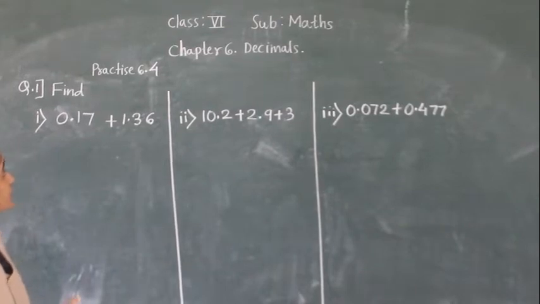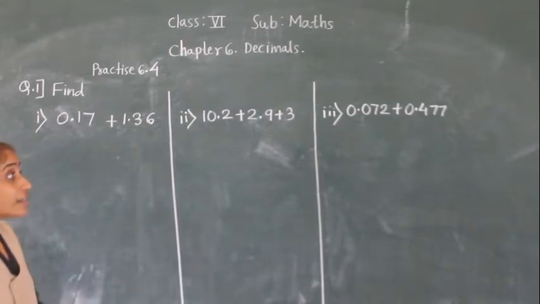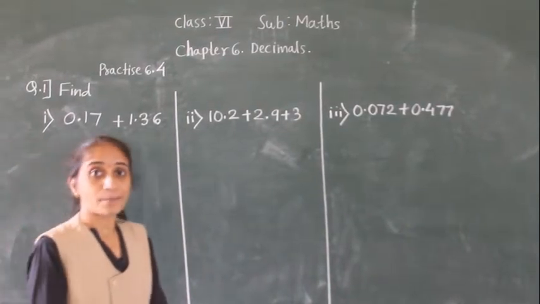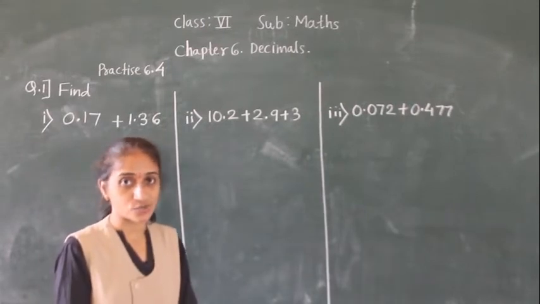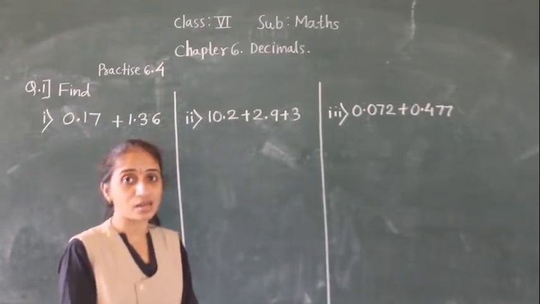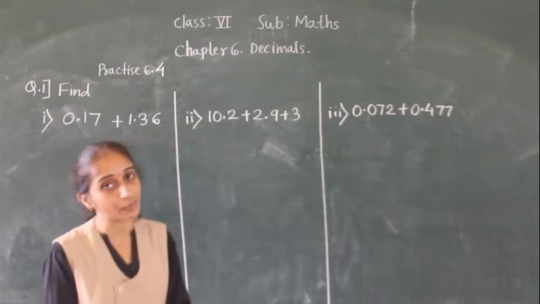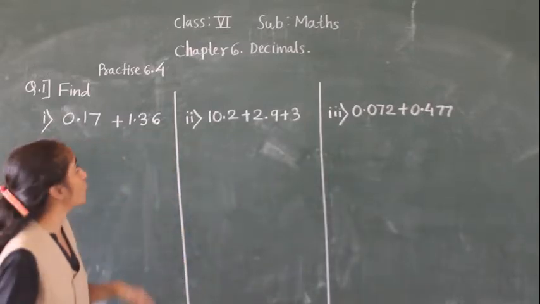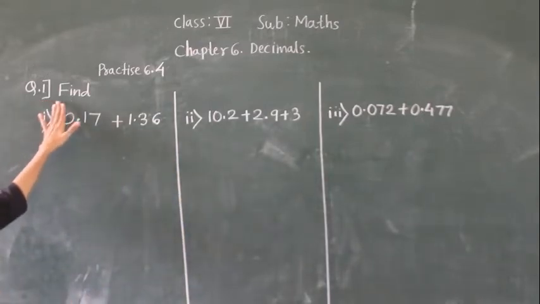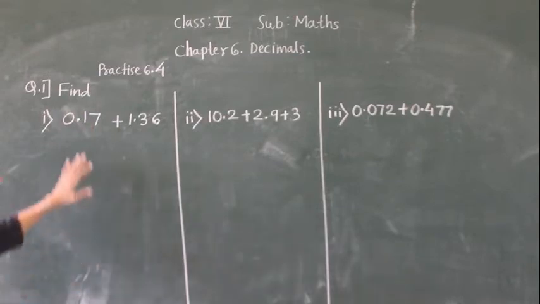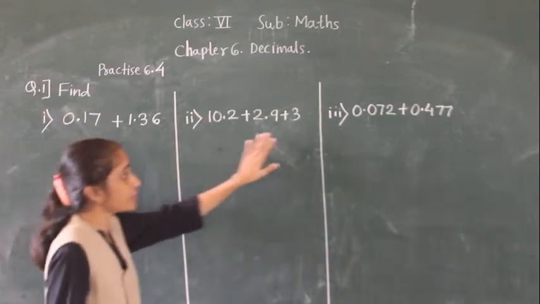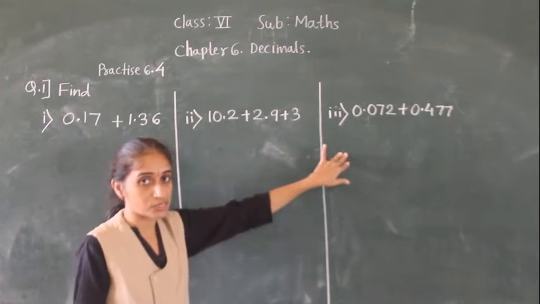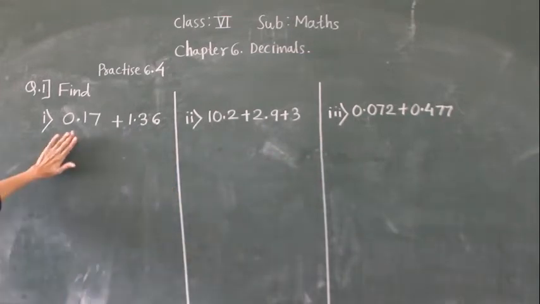Now, in practice 6.4, addition of decimals and subtraction of decimals are given. So how to add decimals and how to subtract decimals, that I am going to explain to you today. Practice 6.4, question number 1. In this first question, it is given addition of decimals. So how to add?